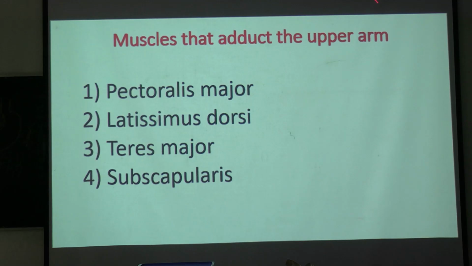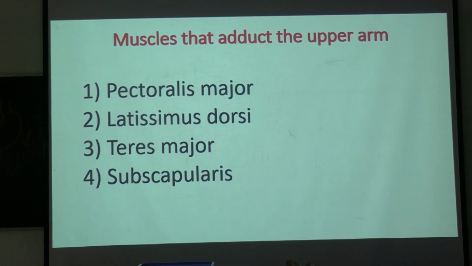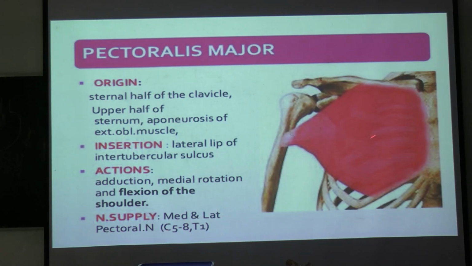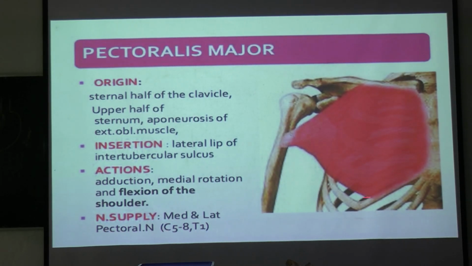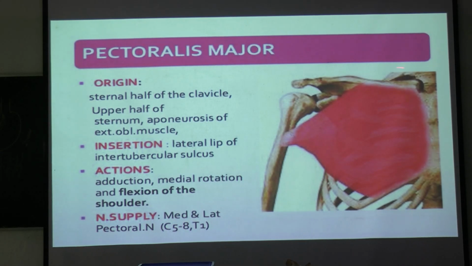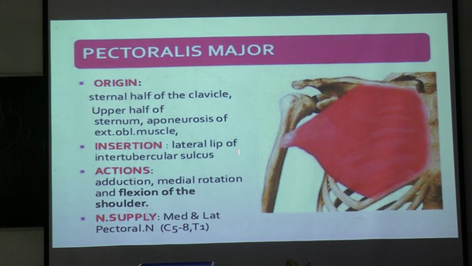Next, muscles that adduct the upper arm are the pectoralis major, latissimus dorsi, teres major, and subscapularis. Okay, these three are attached near the intertubercular sulcus of the humerus, and subscapularis is at the lesser tubercle. See here, this one is pectoralis major, which originates from the sternum and the clavicle. Okay, and it is inserted over the lateral lip of the intertubercular sulcus.